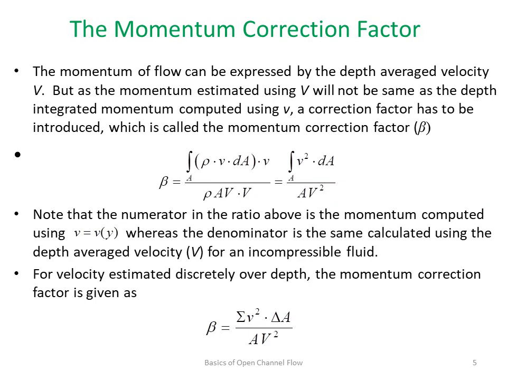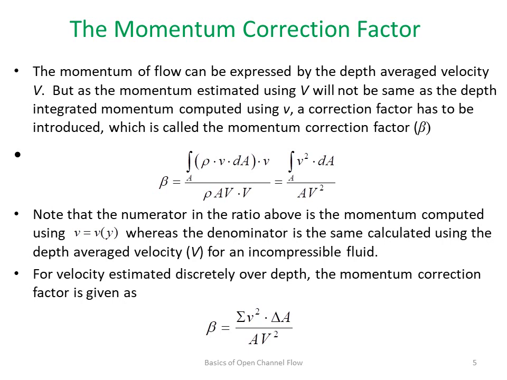Let's talk about the momentum correction factor. Momentum is a vector quantity, of course, and momentum can be estimated by using the depth average velocity, capital V, or we can estimate the momentum of flow by taking into account the depth variation of the velocity and integrating that over the whole cross section. You can imagine that if we estimate momentum by the depth average velocity, capital V, there will be an error in the estimation of the momentum, and that error has to be corrected by using the momentum correction factor, which here is given by the Greek alphabet beta.